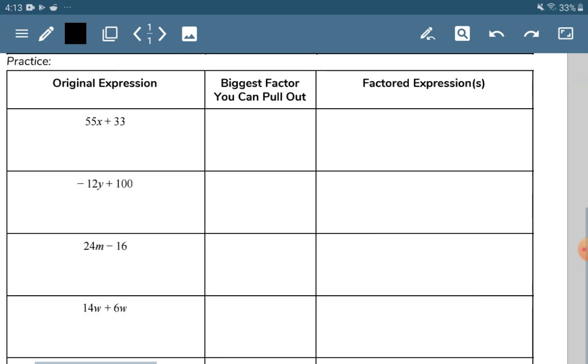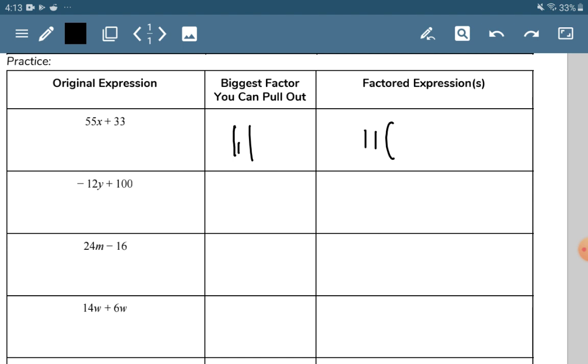Our first expression there is 55x plus 33. We're going to try and think of things that we can pull out or divide both of those terms by. So I have 55x and I have 33. I'm thinking about numbers that they are both divisible by, and the first number that comes to my mind is 11, and that happens to actually be the only term they have in common. So that's the factor that I'm going to pull out, is 11. When I pull out the 11, that's what goes on the outside of my parentheses, and on the inside is what I get when I actually divide.